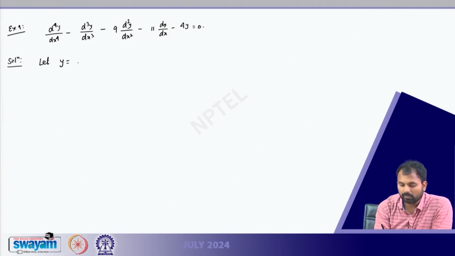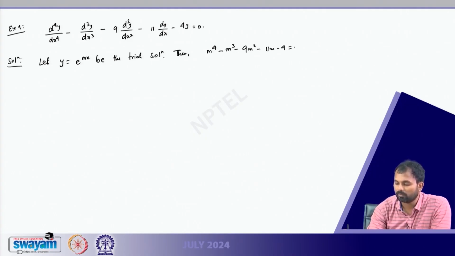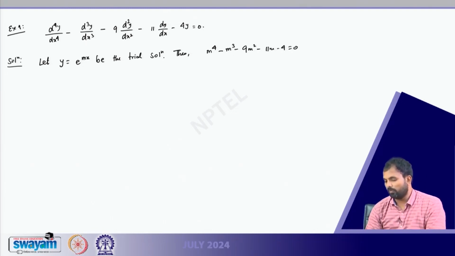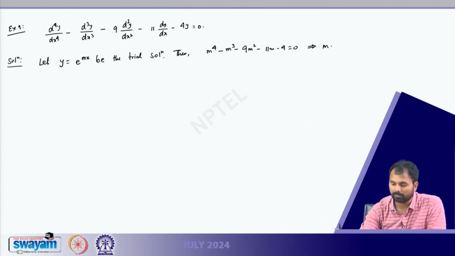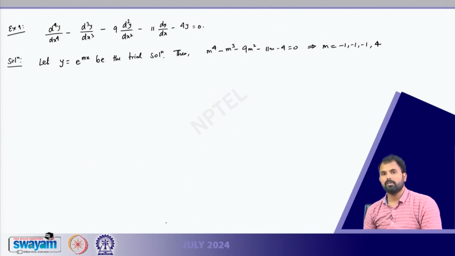Let y equals e to the power mx be the trial solution. Then we will get m to the power 4 minus m cube minus 9m square minus 11m minus 4 equals 0. Very straightforward, right. And from here we can try to solve this. The roots are m equals minus 1, minus 1, minus 1 and 4. So these are the 4 roots of this biquadratic equation.